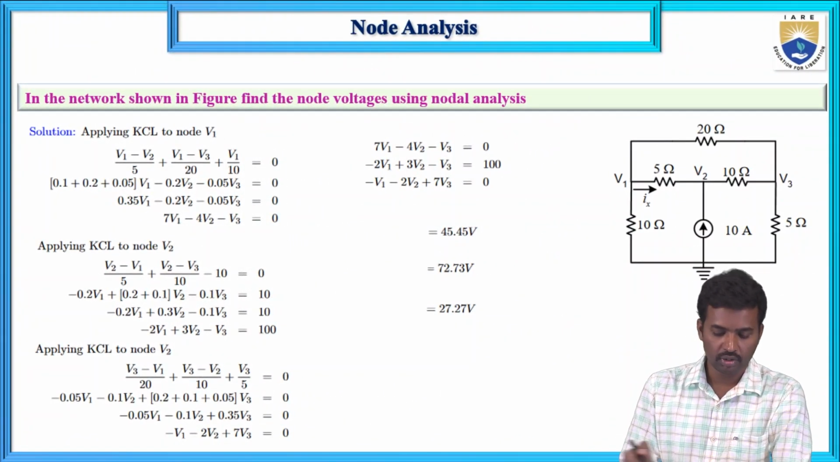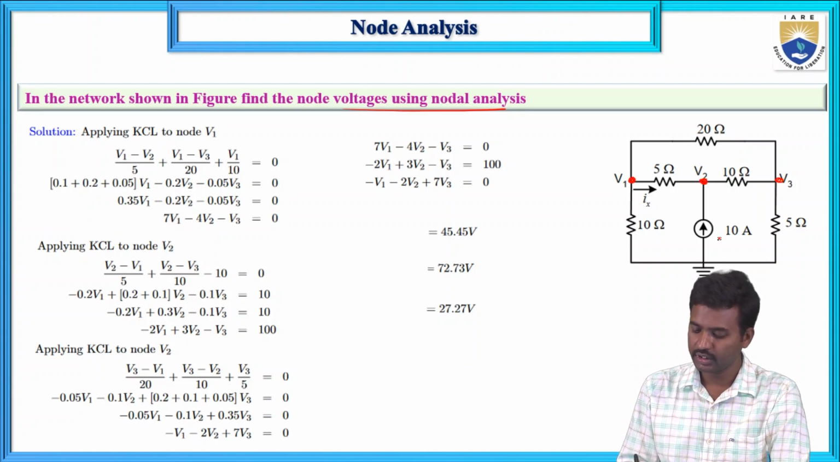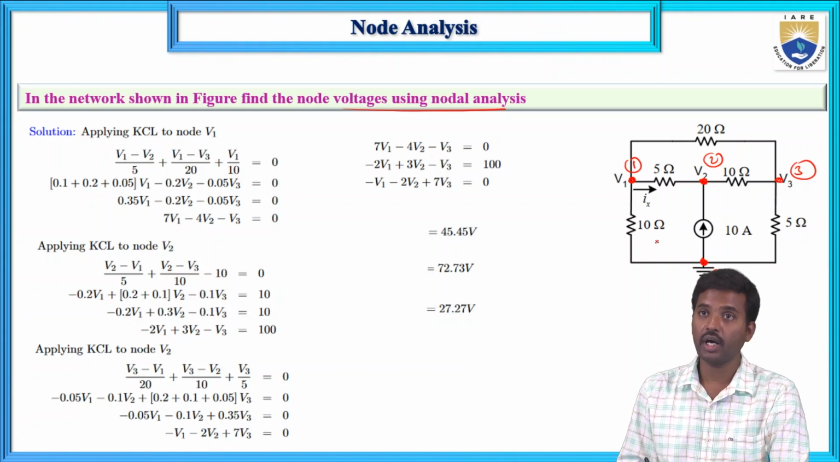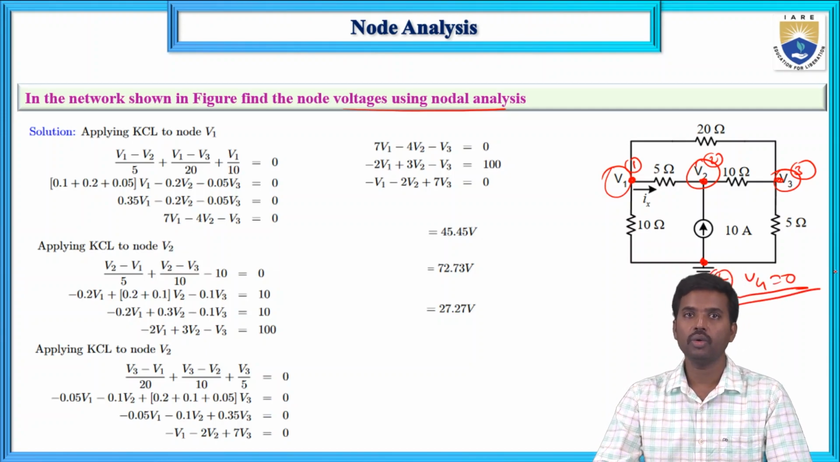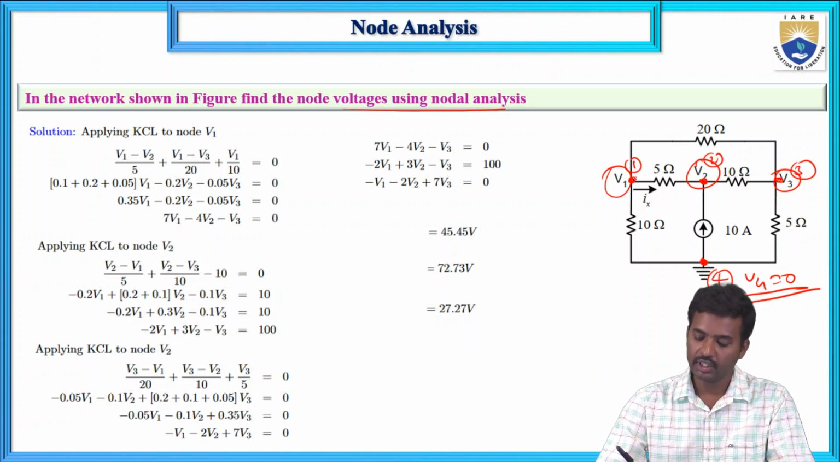In the circuit network, find out the node voltages. So here we have junction 1, junction 2, junction 3, and this one is junction 4. Assume the junction voltages V1, V2, V3, and V4 equals 0. So V4 equals 0, meaning apply KCL at junction 1.